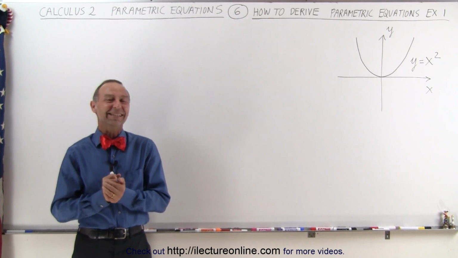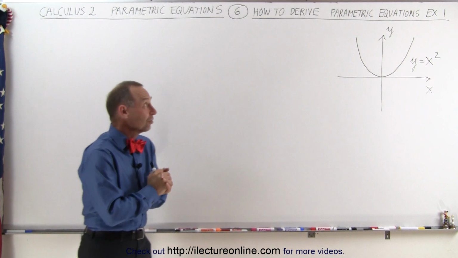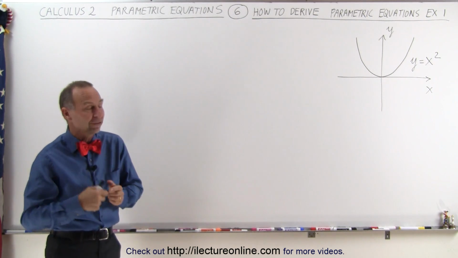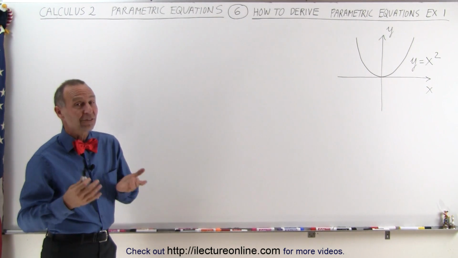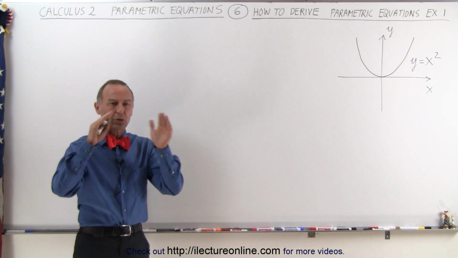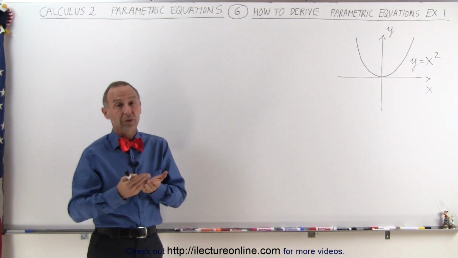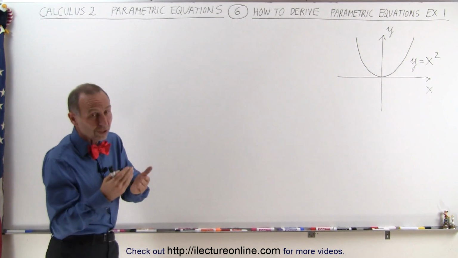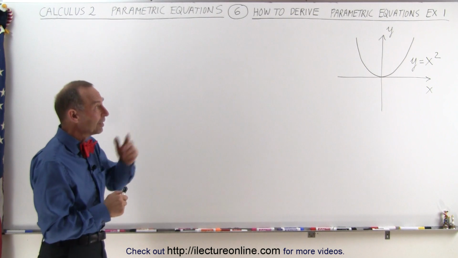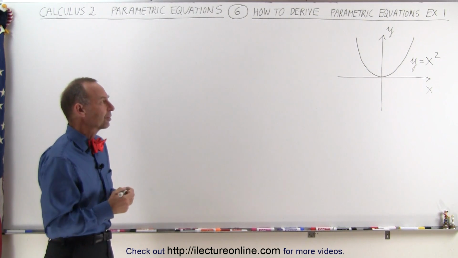Welcome to Electron. Now we'll try to find ways of finding the parametric equations. So the question is how to derive them. Now we're going to start with a very simple example so you can see the technique. We've already seen that if we have circular equations, then of course you already know that x and y equal the cosine of t and the sine of t. But in this case, what if we have y equals x squared? How do we find the parametric equations?